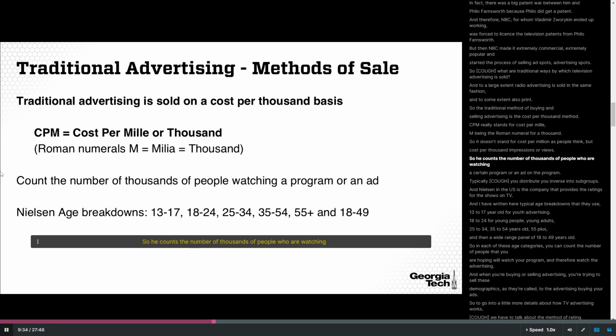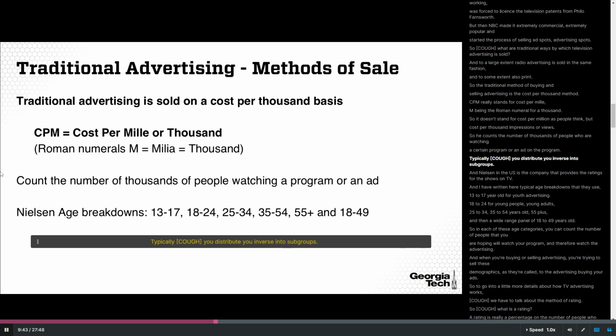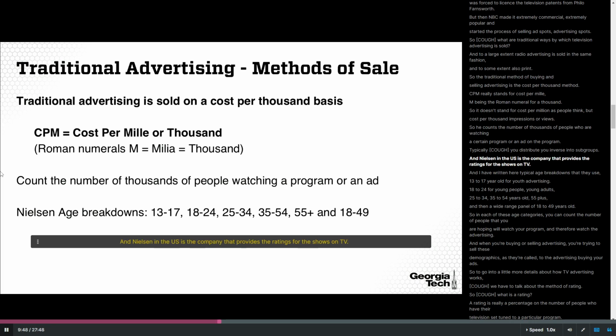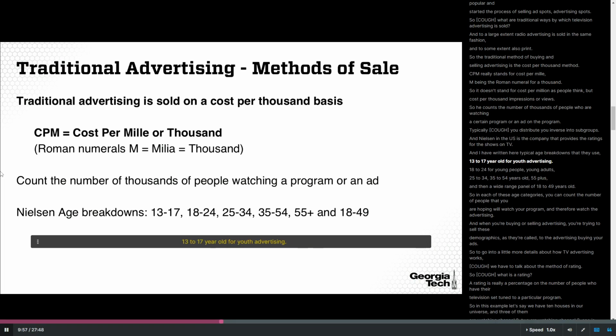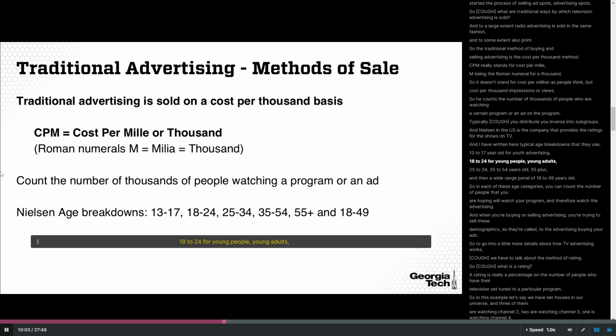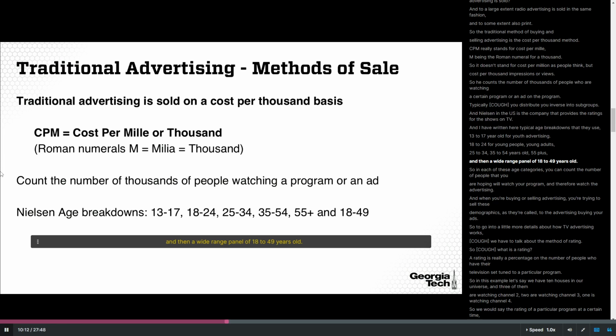So it counts the number of thousands of people who are watching a certain program or an ad on the program. Typically, you distribute your universe into subgroups, and Nielsen in the US is the company that provides the ratings for the shows on TV. And I've written here typical age breakdowns that they use: 13 to 17-year-olds for youth advertising, 18 to 24 for young adults, 25 to 34, 35 to 54 years old, 55 plus, and then a wide range panel of 18 to 49 years old.